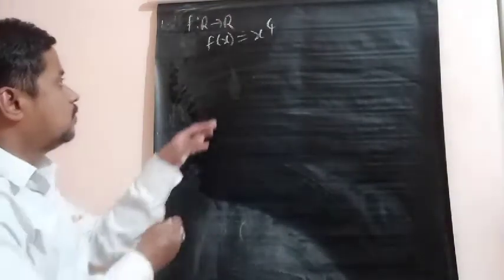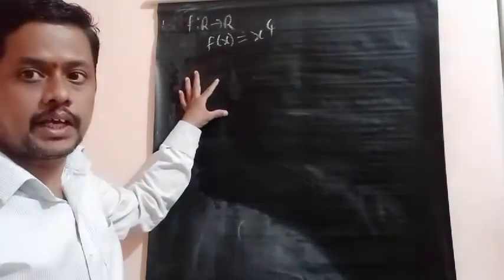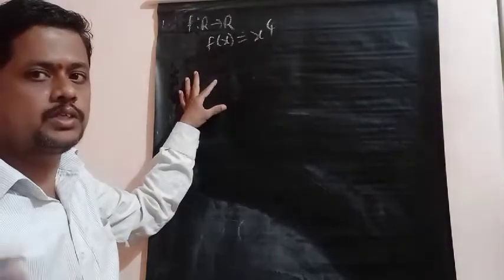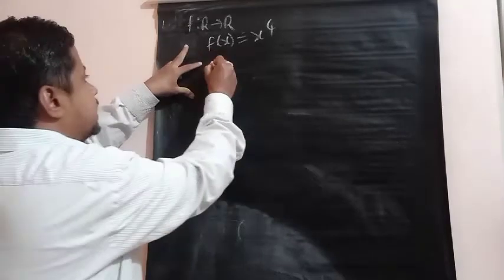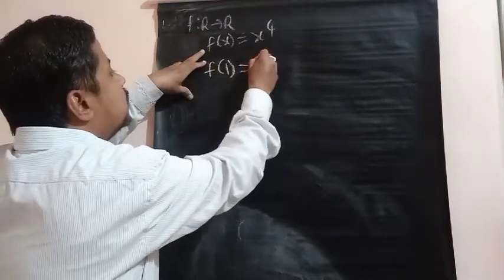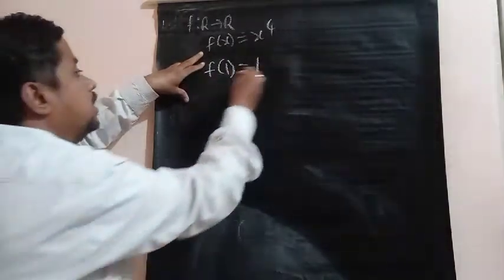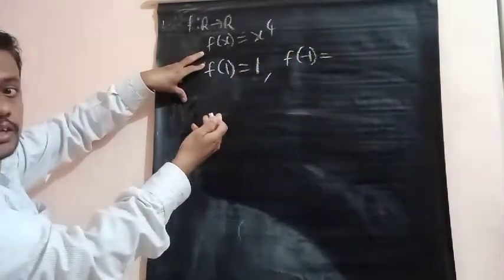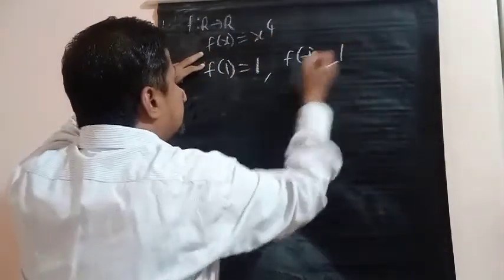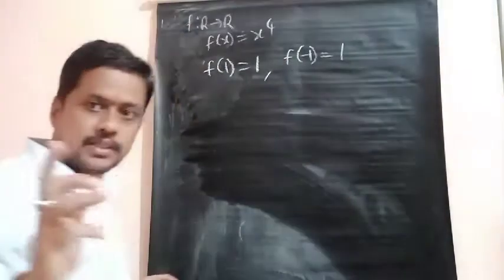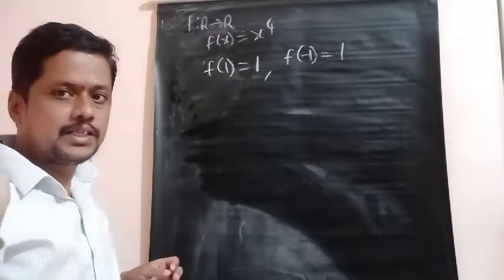How to check the 1-1 condition? If f of x1 is equal to f of x2, meaning x1 is equal to x2, then it is 1-1. Let us check f of 1. F of 1 means what? 1 to the power of 4, which is 1. F of minus 1 means what? Minus 1 all to the power of 4, which is also 1. For two different values, we have the same image.